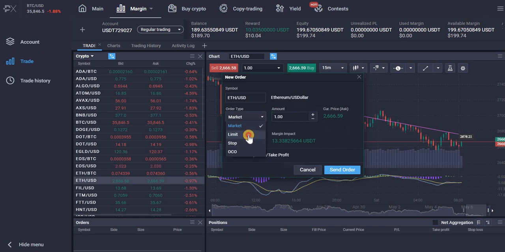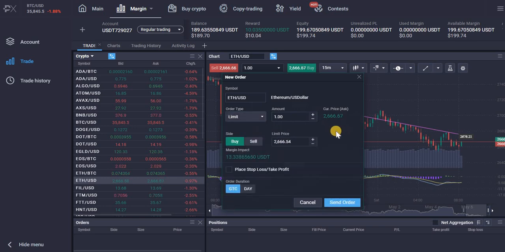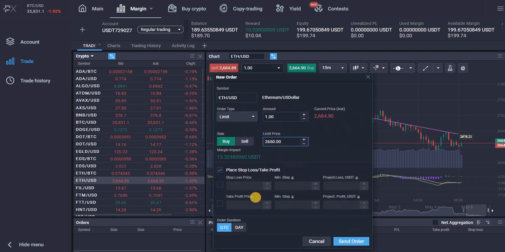If I click on the limit, right here I can set the specific price that I want to buy Ethereum. I can choose to buy 1 Ethereum slightly below the current price. For example, my limit price is at 20.50. I can choose to set my take profit and stop loss at the same time before entering a position.